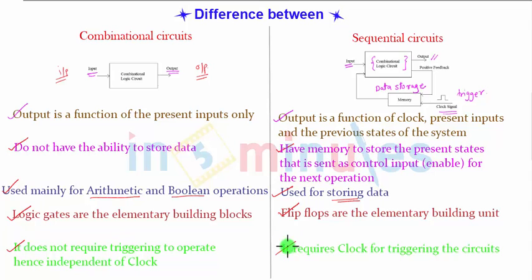Whereas the sequential circuit depends upon the clock triggering. Suppose the inputs are present but the clock is not present, or you can say the triggering pulse is not applied, then the sequential circuit won't show you any output. Hence, it requires a clock for triggering the circuit, and after triggering only you will get the corresponding output. So that's all about the difference between the combinational circuit and sequential circuit.